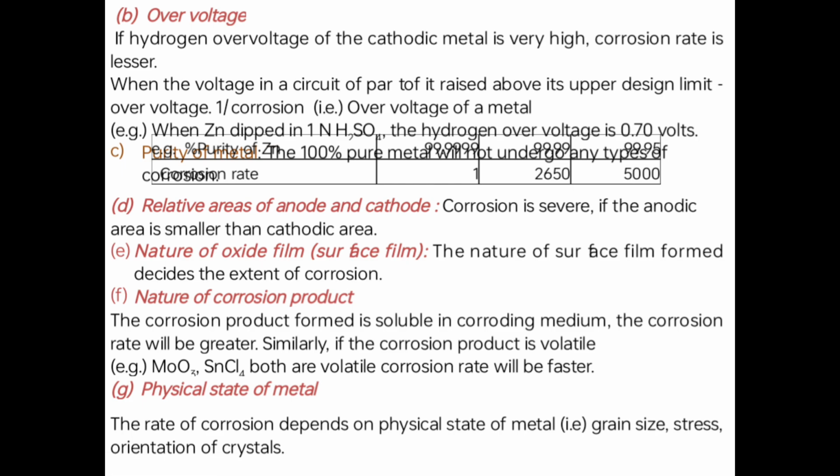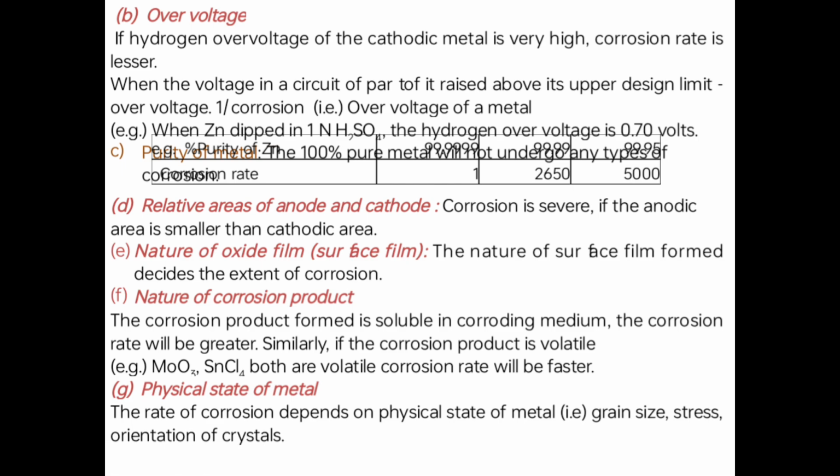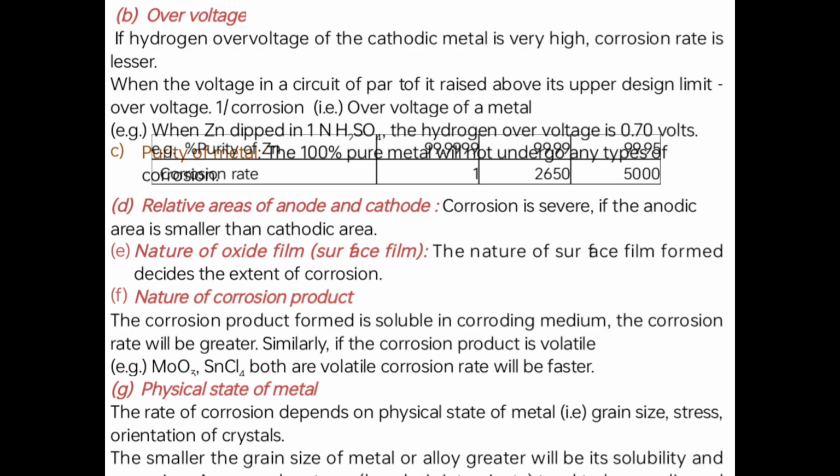Physical state of metal: the rate of corrosion depends on the physical state of the metal, that is grain size, stress, and orientation of crystals. The smaller the grain size of the metal or alloy, the greater will be the solubility.